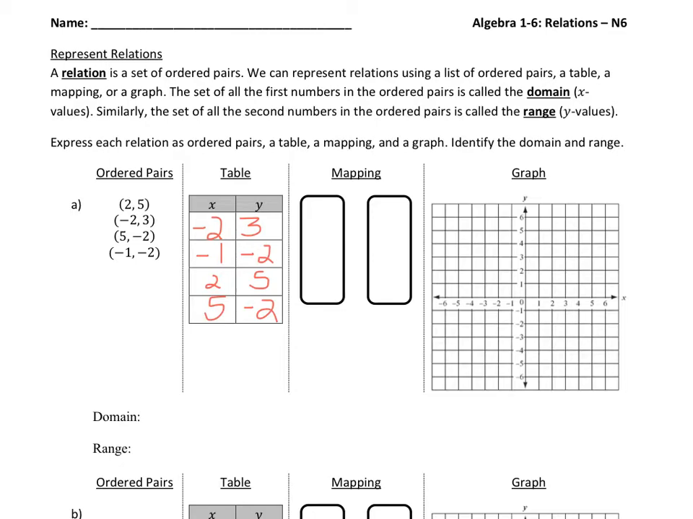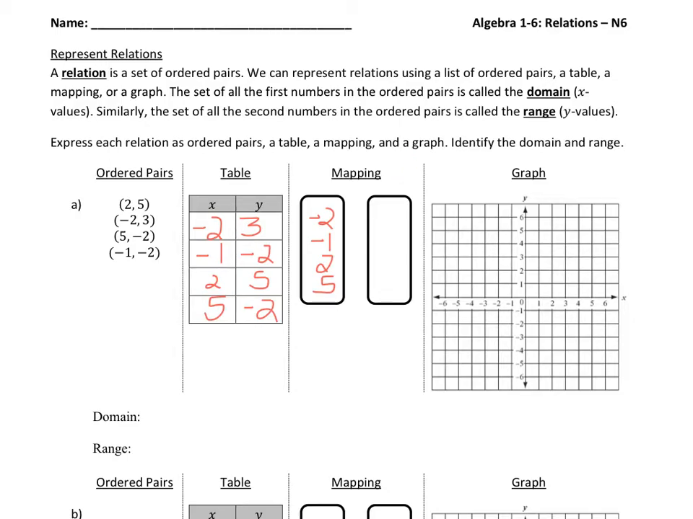So here's how we do it. If I look at my x values in the table, they're all different numbers. That's perfect. I can just list them in increasing order in the map: negative 2, negative 1, 2, and 5. Now take a look at your y values. I have 3, negative 2, 5, and negative 2. Negative 2 repeats, so I only write it once. And they must be in numerical order.